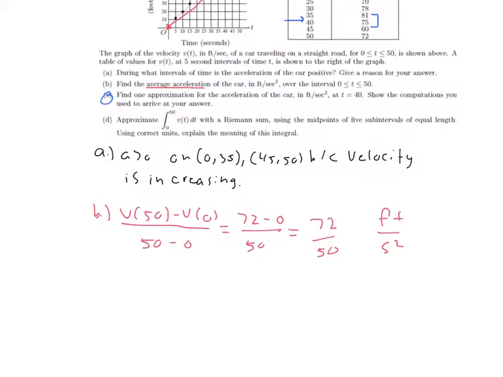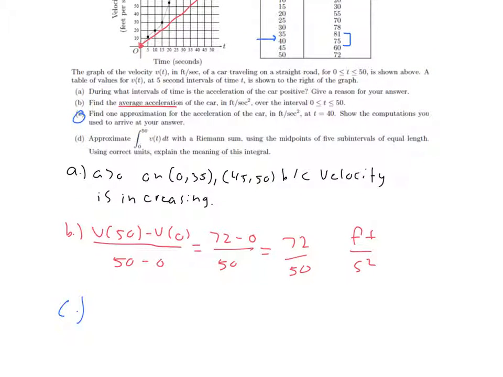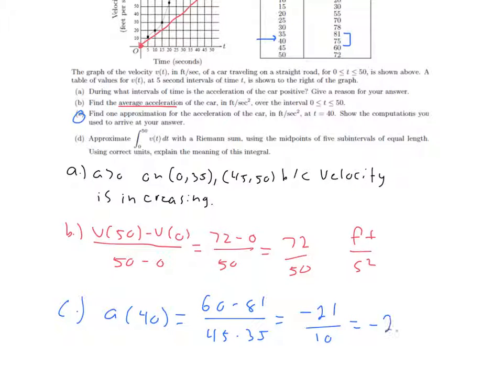So the acceleration at 40 would be equal to 60 minus 81 over 45 minus 35. And again, it didn't say units here, but I'm going to throw them in there. So feet per second squared.